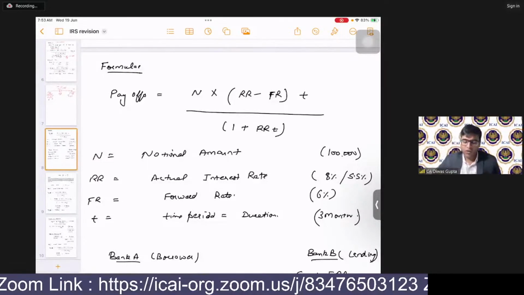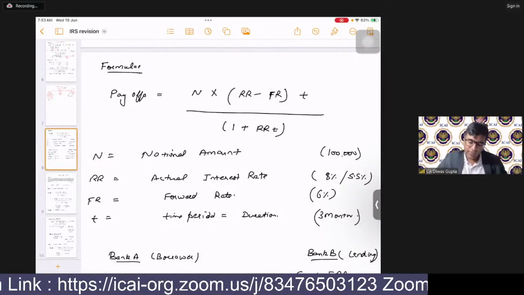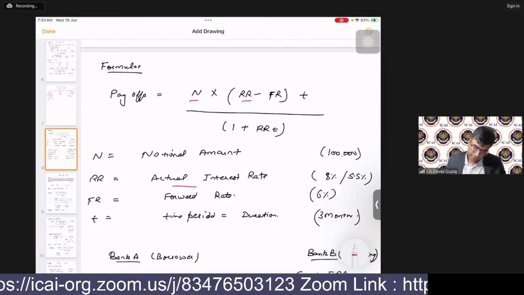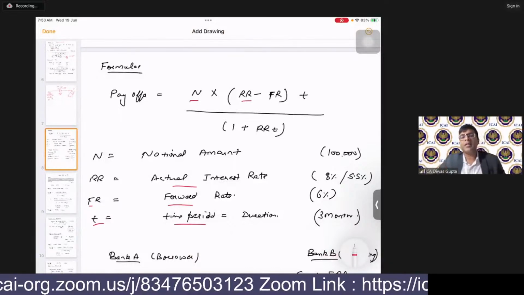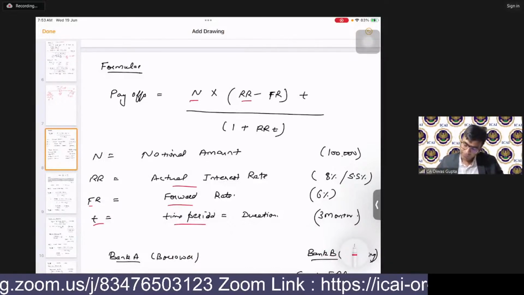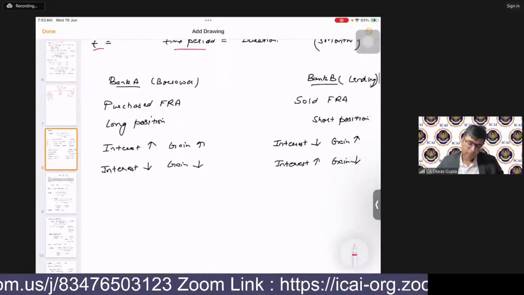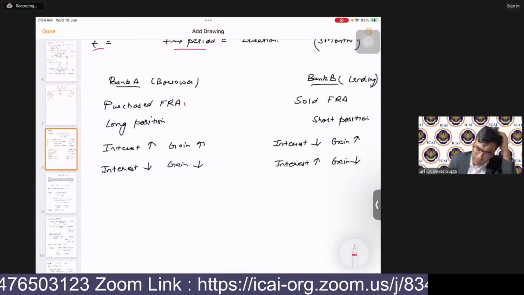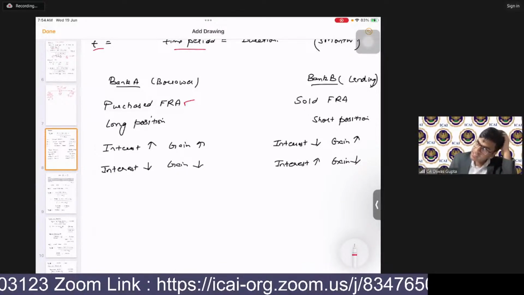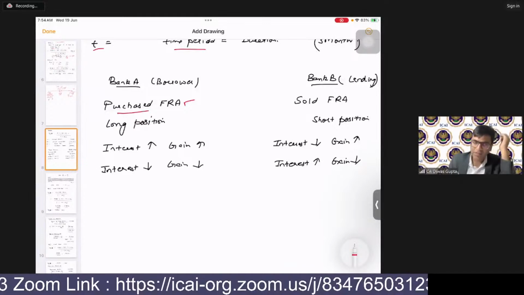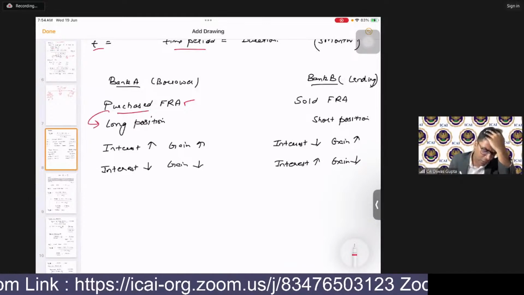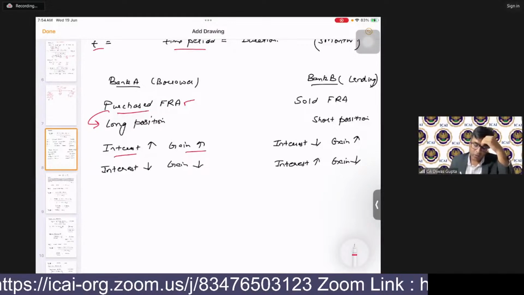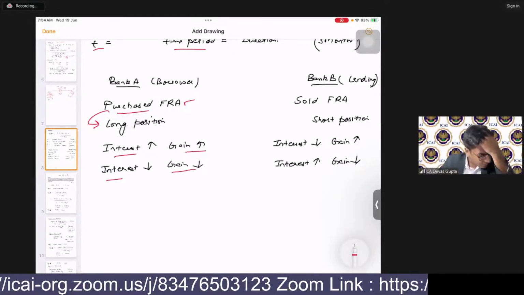Now let's see about the payoffs. So this payoff is nothing but the same. N is the notional amount, RR is the actual rate, FR is the forward rate, and T is the time period, which is duration, students. Now, bank A, the borrower, we call it as the person who has purchased the FRA. And anyone who has purchased any instrument, we call them as taking a long position, right? Interest rate goes up, gain also goes up. Interest rate goes down, gain goes down.